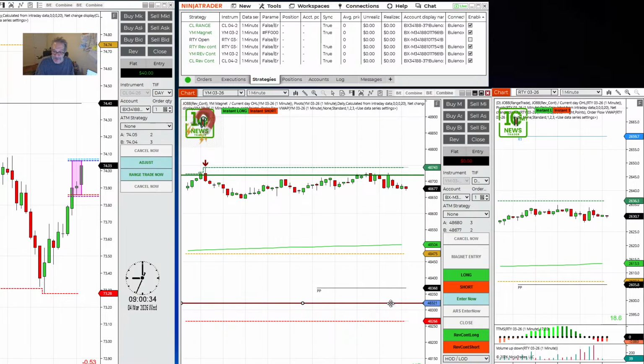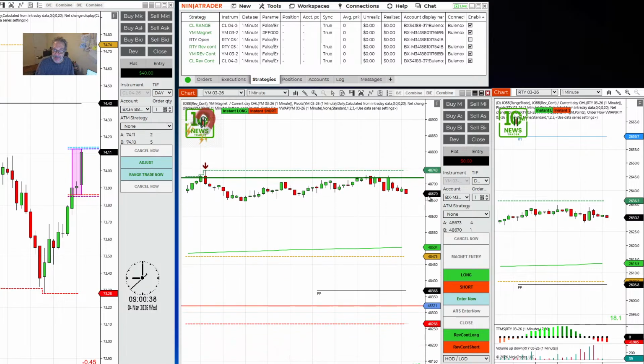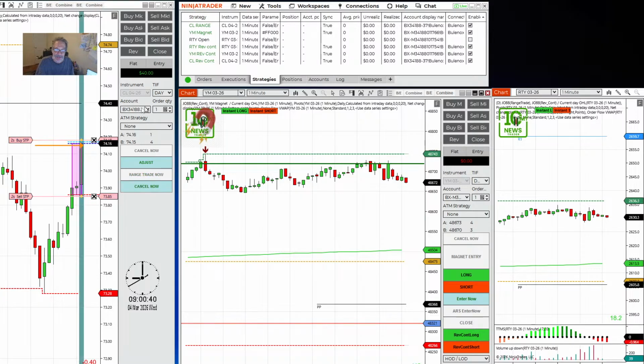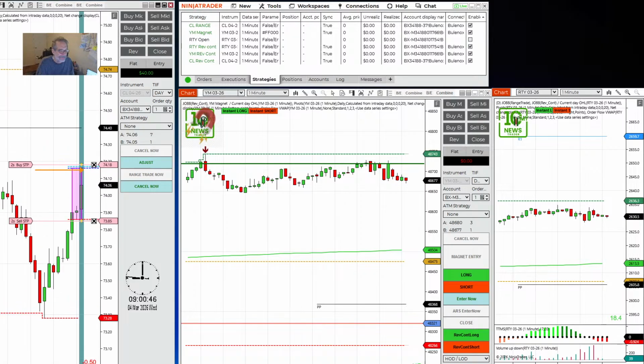We could easily fill the gap. You could fill the gap on the YM and have a short or a long magnet. Order submitted. Absolutely possible. Orders are on for the oil trade. It's a pretty big range.